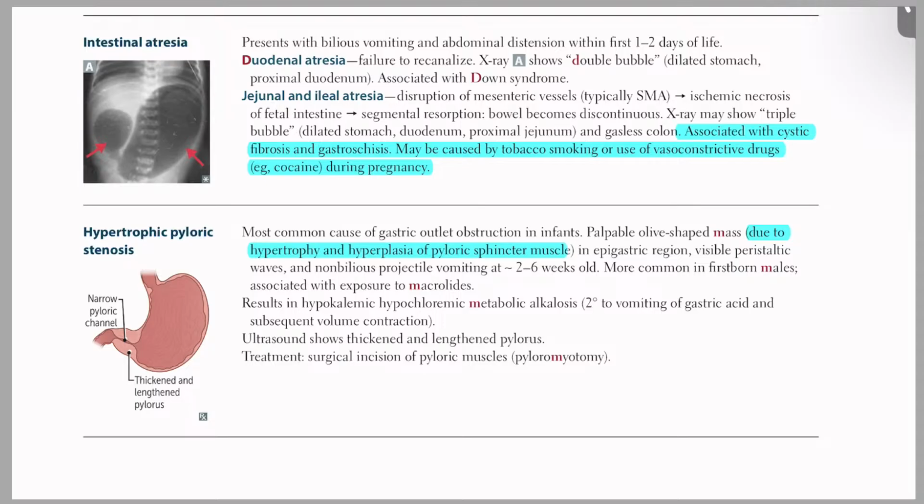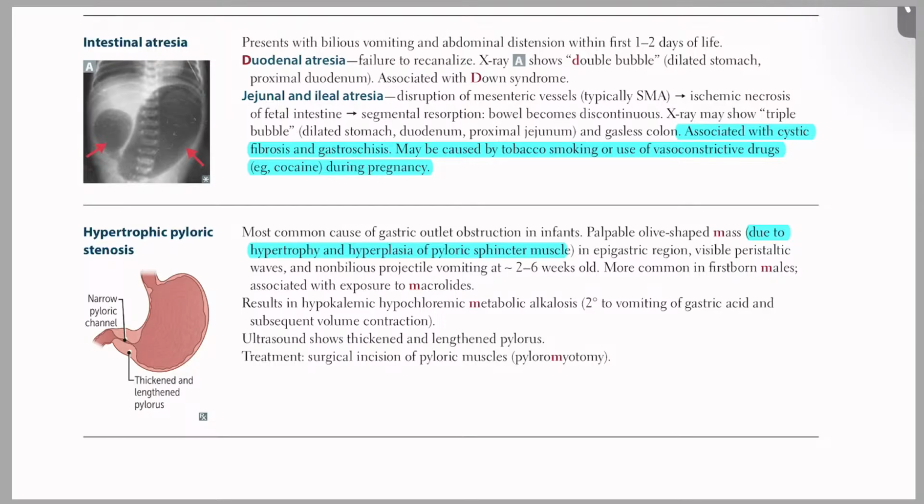Jejunal and ileal atresias. Disruption of mesenteric vessels, that is superior mesenteric artery, causes ischemic necrosis of fetal intestine, segmental resorption, and the bowel becomes discontinuous. X-ray may show triple bubble: dilated stomach, duodenum, proximal jejunum, and gasless colon. Associated with cystic fibrosis and gastroschisis.